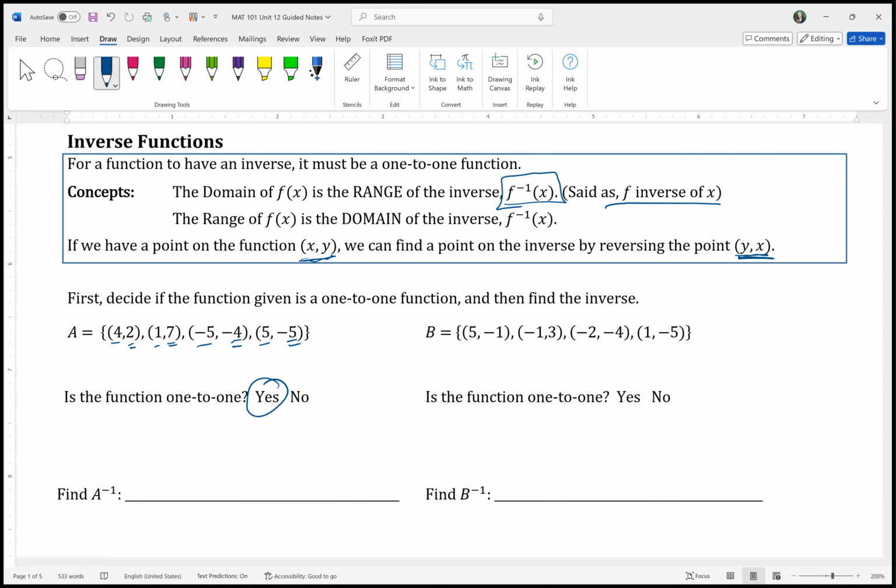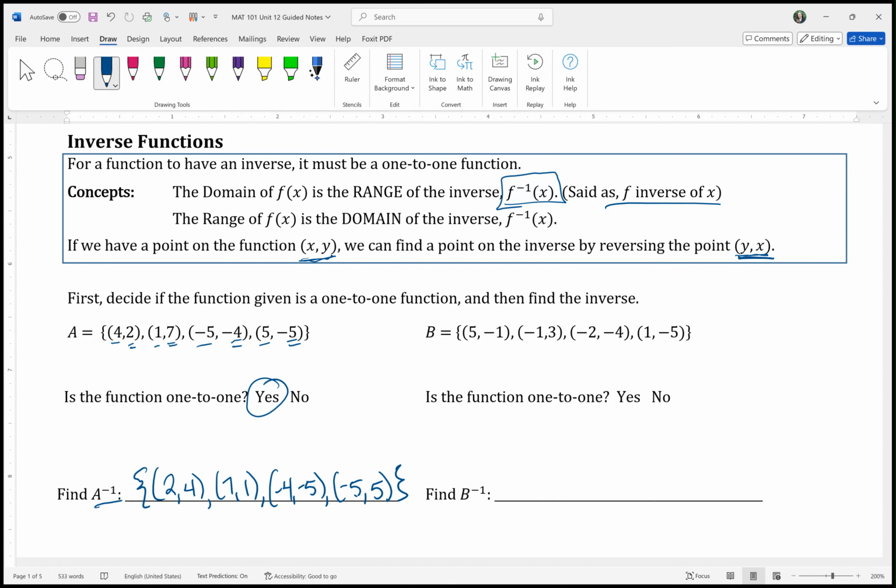Now let's find A inverse. So we're going to still write this as a set in set notation, and we're taking each ordered pair and just switching sides. So this will become (2, 4). (1, 7) becomes (7, 1). (-5, -4) becomes (-4, -5). And (5, -5) becomes (-5, 5). Close off that set. Okay, so that's for A.